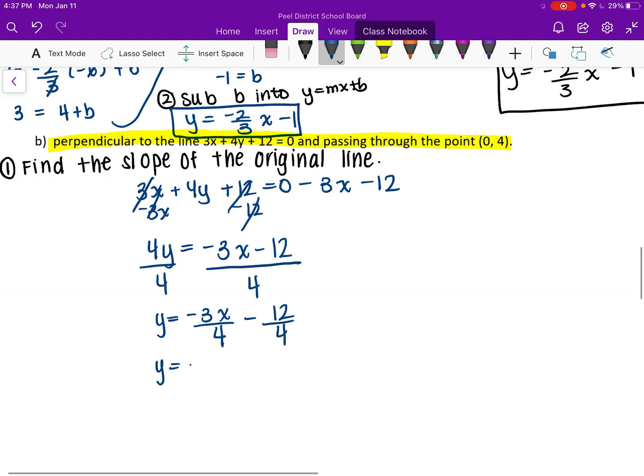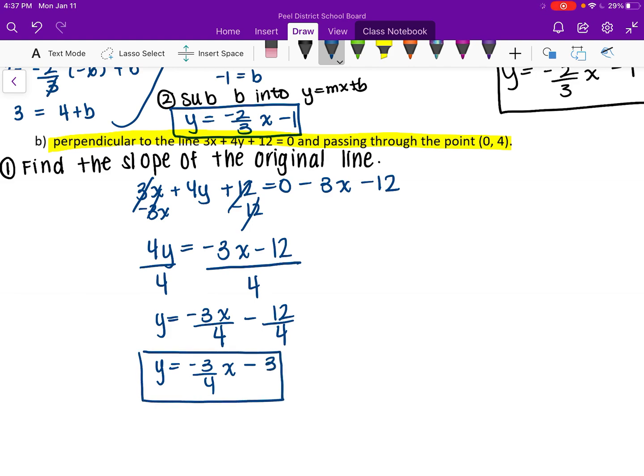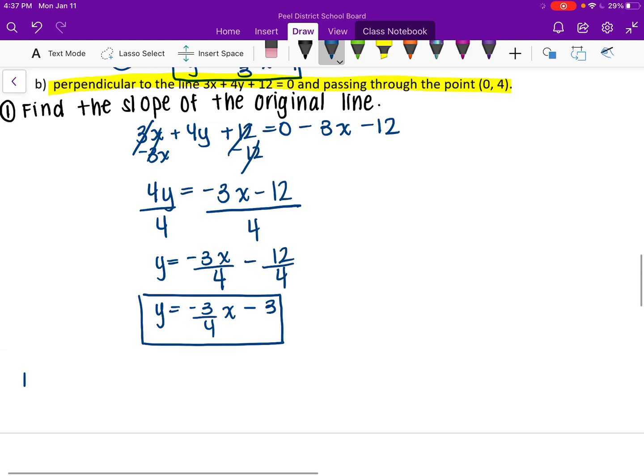Y equals negative 3 over 4x minus 3. So that's the equation of my original line, which means that my slope here is going to be negative 3 over 4. Right? So that's my slope of line 1.